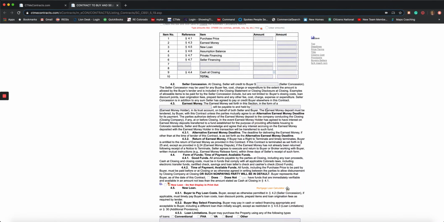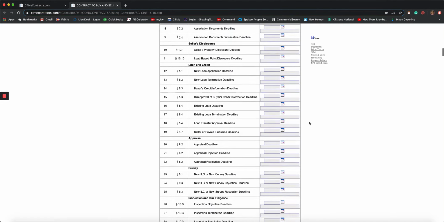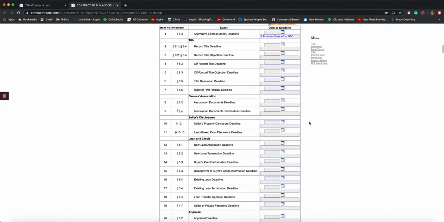We'll get into filling this out in a second, but one of the key pieces is if you fill out your dates and deadlines correctly, then you should be able to explain to your client exactly what these mean while you're going through them. Then when you're going through the contract, show them exactly where the clauses are and that that's what that date and deadline correlates to. Make sense? Great. So title deadlines, you're going to see both record title and off-record title.